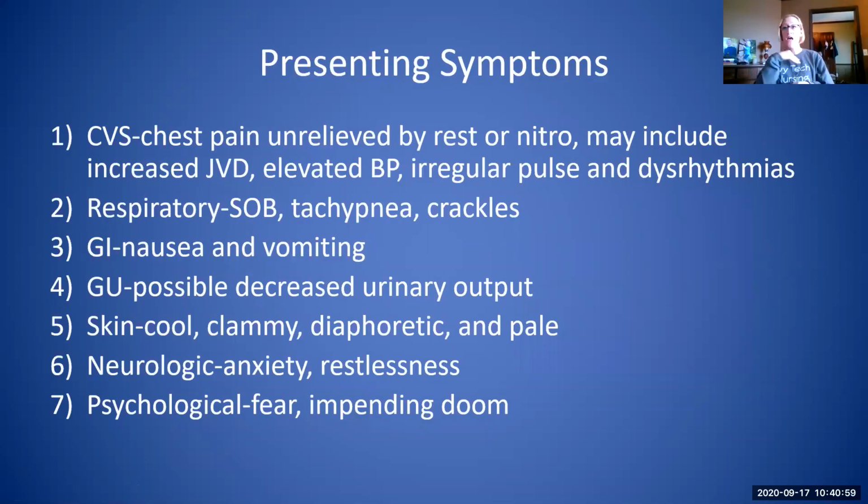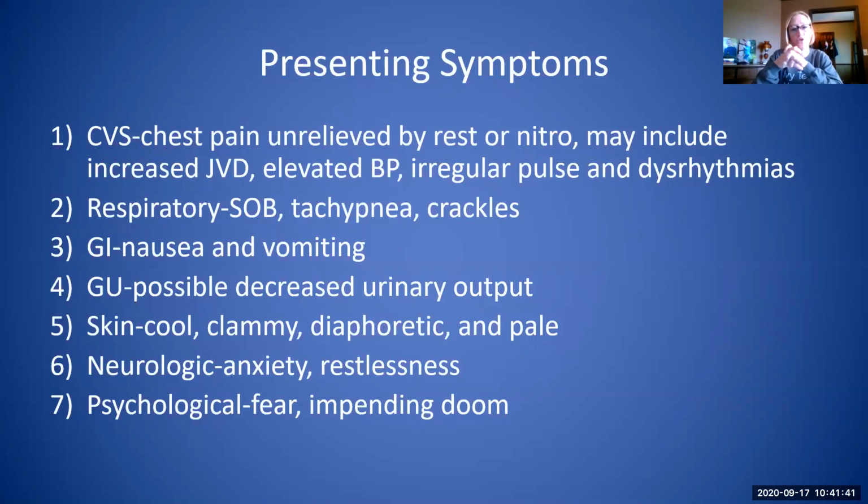So presenting symptoms. Again, decreased cardiac output. You're going to have symptoms of decreased cardiac output. So cardiovascular, the chest pain that's unrelieved by rest or nitro, jugular vein distension, elevated blood pressure, irregular pulse and dysrhythmias. Respiratory, they can have shortness of breath, tachypnea, crackles. GI, nausea and vomiting. GU, possible decreased urinary output if the cardiac output is severe enough that it's decreasing the kidney perfusion. Skin that's cool, clammy, diaphoretic, and pale. Neurologic, anxiety, restlessness, and then that fear and impending doom as well.